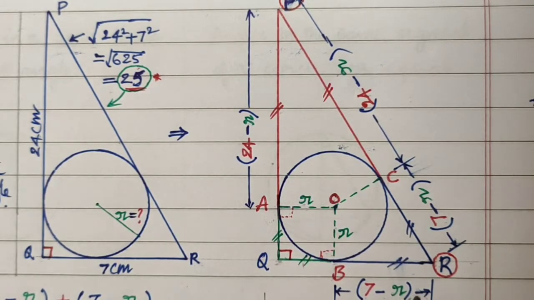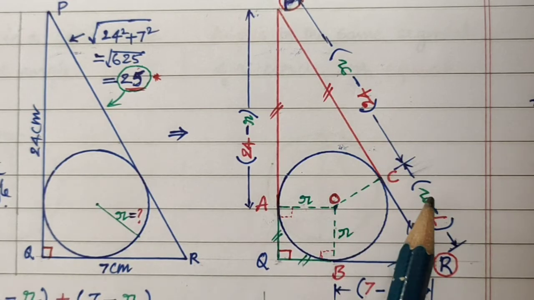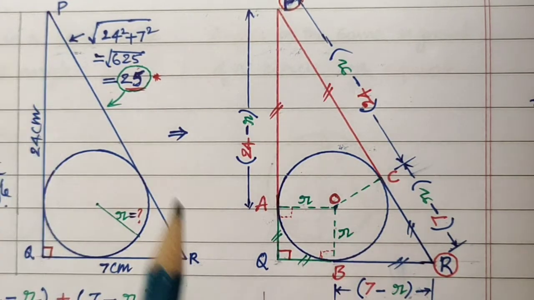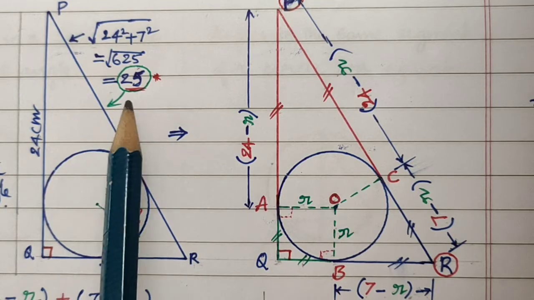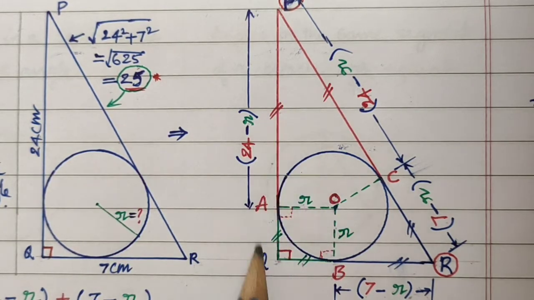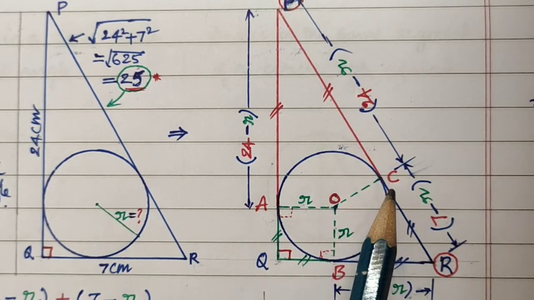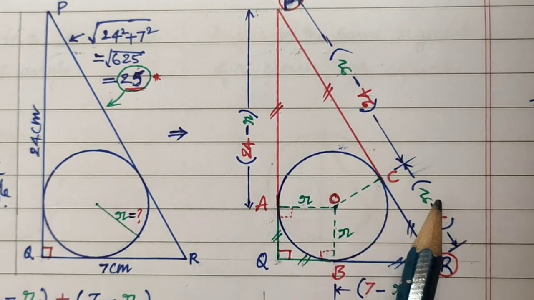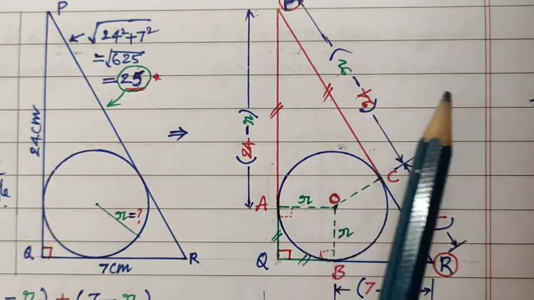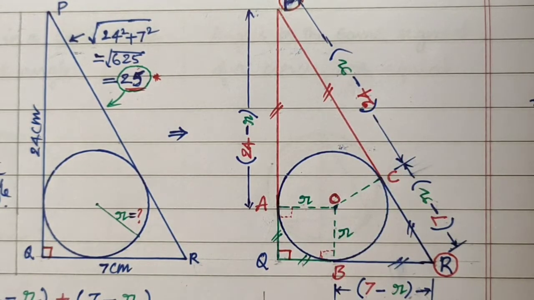Why are we using all these things? Because we need to find out R. We already know that PR is equal to 25. By using this, we are finding 24 minus R and 7 minus R. We have only one variable here. This plus this is equal to 25. Therefore, PR is equal to 24 minus R plus 7 minus R. Substitute the value for PR, which is 25. Then we can easily find out R is equal to 3 centimeters.